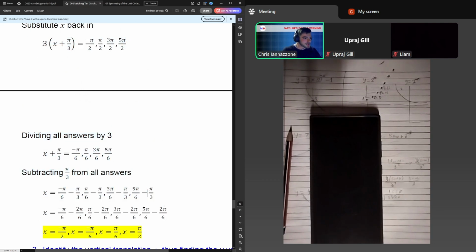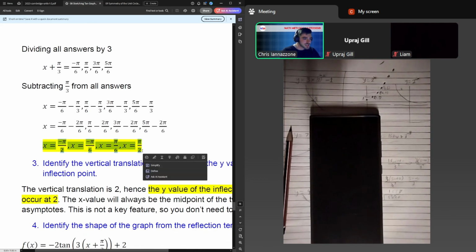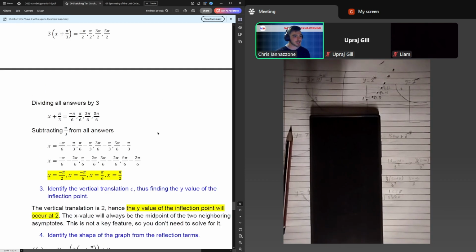Rearrange that, so that just means divide everything by 3 to cancel the 3, and then subtract pi over 3 from everything, and that's going to get you your asymptotes. A lot of stuff going on there, obviously. This is the most complicated you'll ever come across.